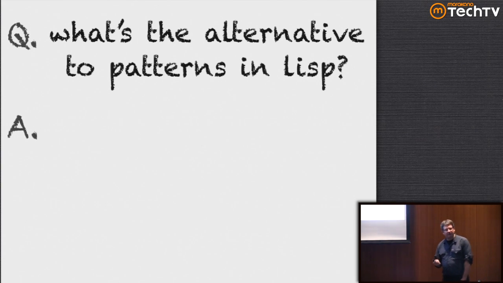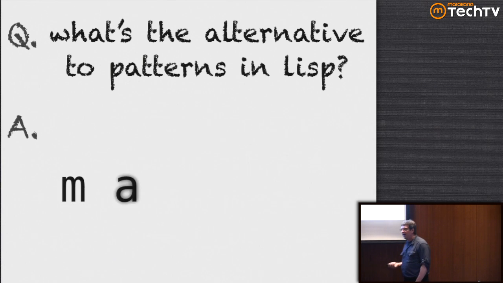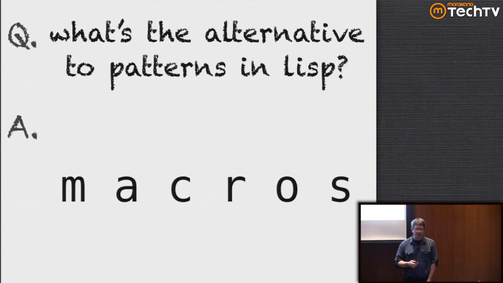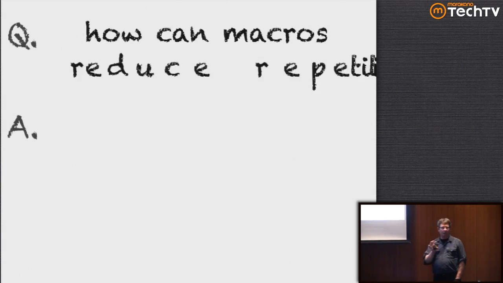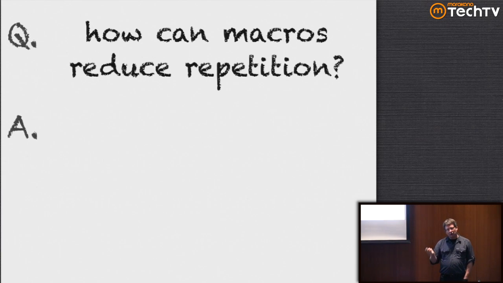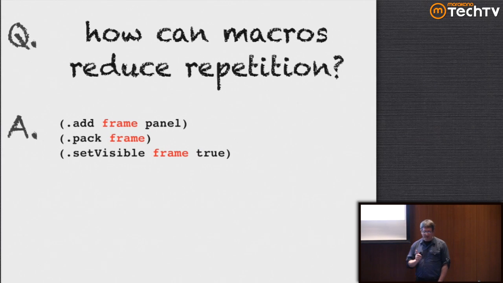So what's the alternative to that? Because what design patterns do for us in Java is help us build reusable code and help us isolate and get rid of duplications and things like that. The alternative in the Lisp world is macros. Let me show you how this works.